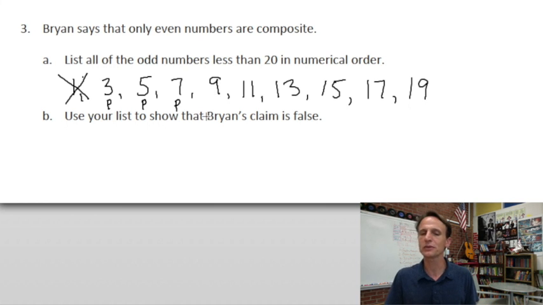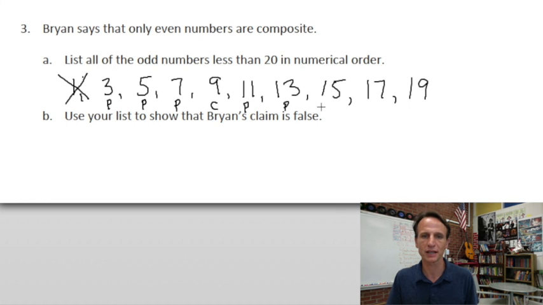9, we could do 3 times 3, right? That's one of our perfect squares. So 3 times 3 is 9, so 9 is composite. 11, prime again, right? We had seen this earlier. 13, 1 times 13, and that's it.